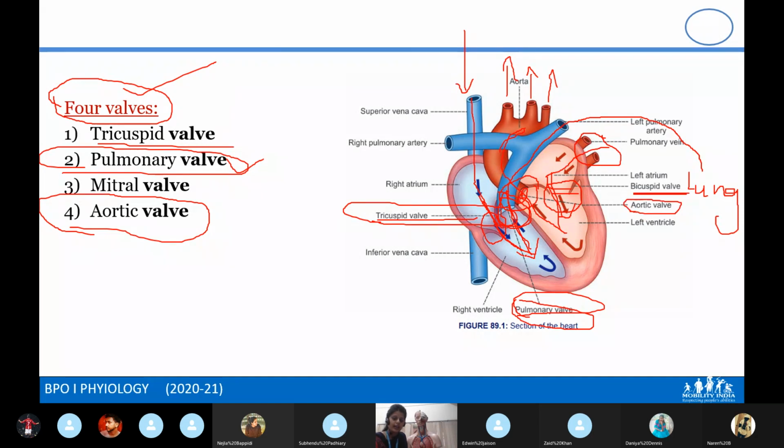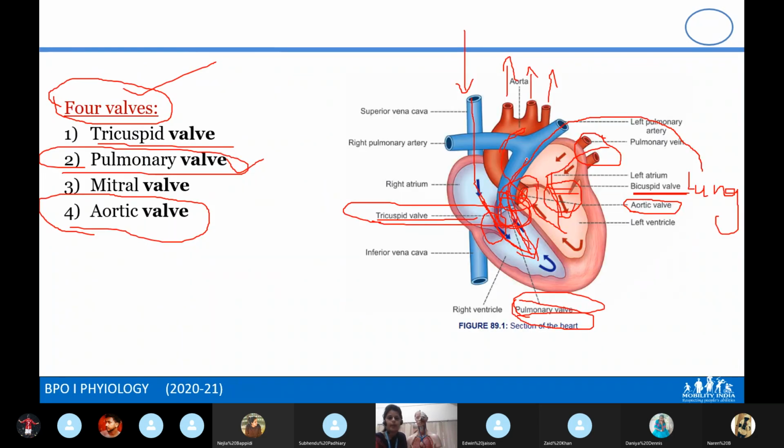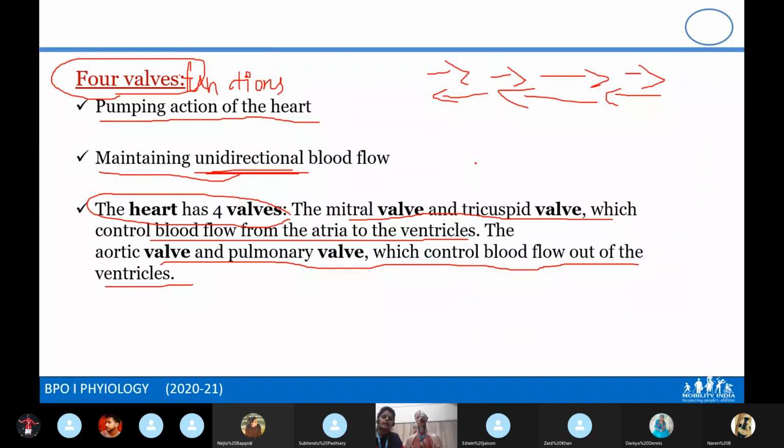These are pushing blood out of the ventricle to the pulmonary vessels and aortic vessels. Both are flowing out of the ventricles. One goes to the pulmonary, another goes to the aortic, but basically from where it goes, both are flowing out from the ventricle. You can make this as one point and this as another point. So these are the four functions of valves.